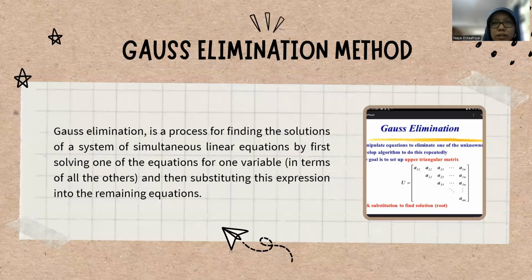The next one is the Gauss elimination method. Gauss elimination is a process for finding the solutions of a system of simultaneous linear equations by first solving one of the equations for one variable in terms of only the others, and then substituting this expression into the remaining equations.